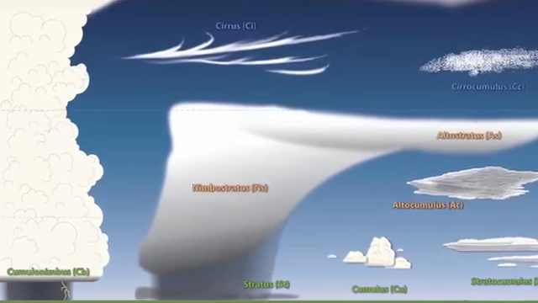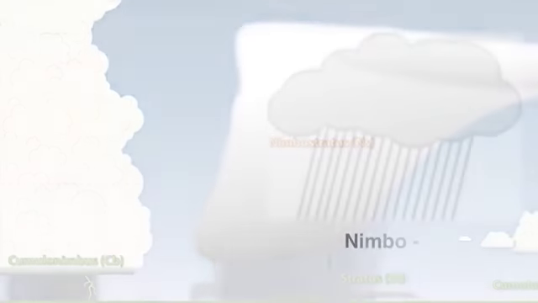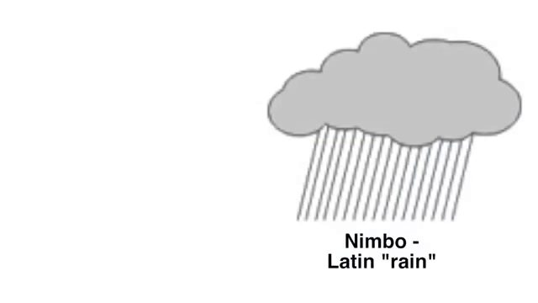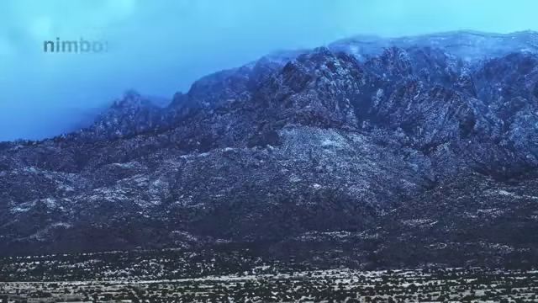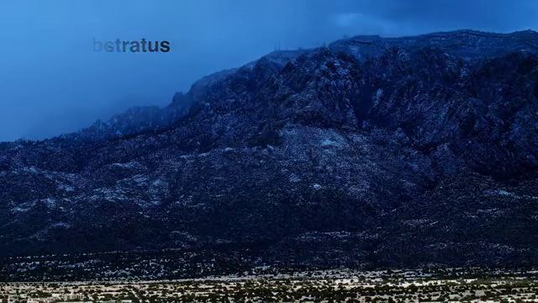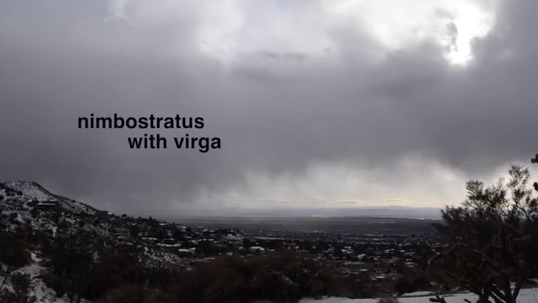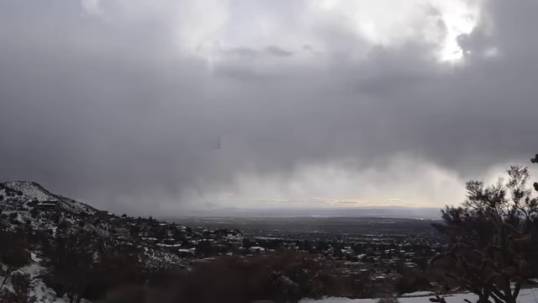Nimboform clouds are also representative of a hybrid or combination of different cloud categories. Nimbo is Latin for rain. The 2 common nimboform cloud types are nimbostratus and cumulonimbus. As you can probably guess, nimbostratus are layered clouds producing rain or precipitation. These clouds can extend into the middle to upper parts of the troposphere, but they are typically only seen in the lower parts since they will usually obscure any clouds above.